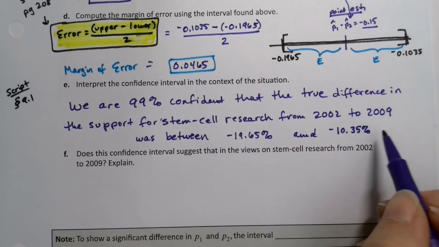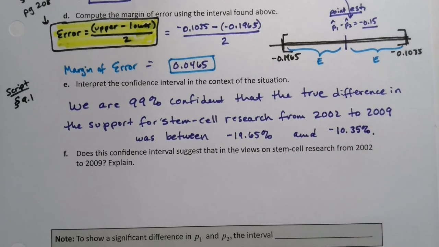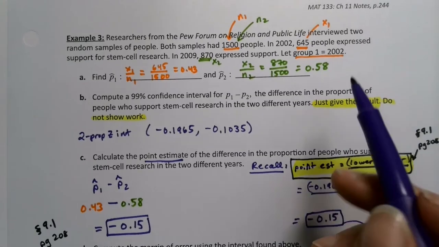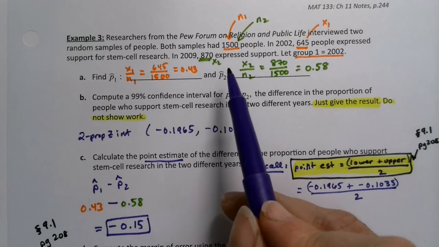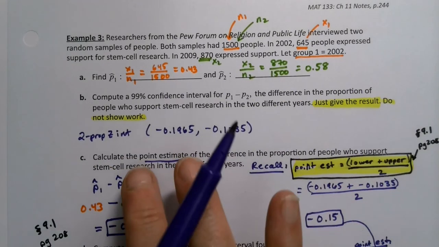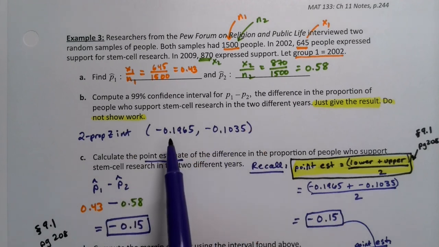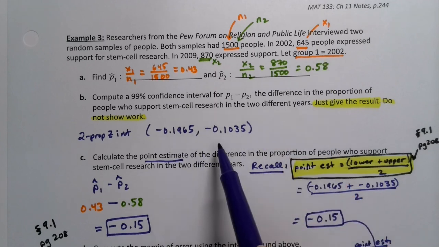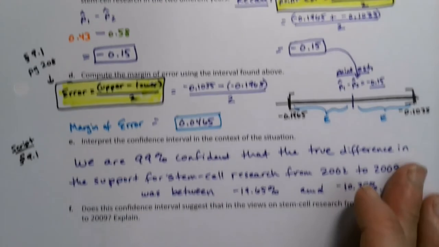Now, technically, you don't really have to put the negatives in here because they were both negative, and the negative just happened because the support grew, right? So if 2002 is your first year, then you're making it so that it grows. But if you want to drop them and just make it positive, that's fine. I would reverse them then and make it go 10.35 to 19.65. In other words, if I had made group 1 2009, they would be all the same numbers, but they'd be flipped, positive 0.1035 and positive 0.1965. So which one's group 1 affects whether these numbers are positive or negative. That's all. But you can just leave it at negative. It's fine.